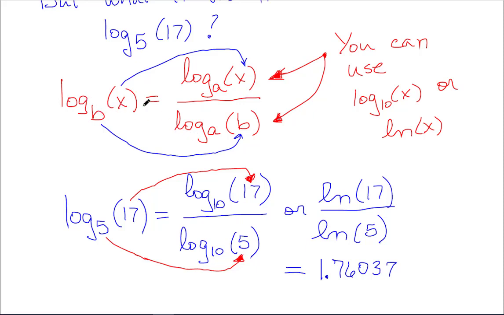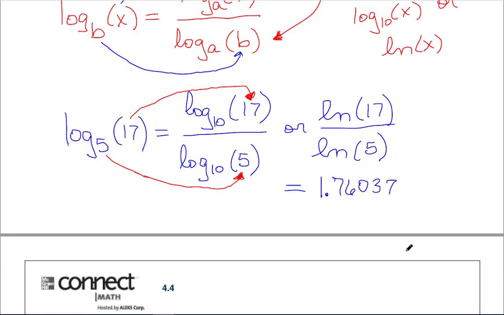So log b of x is log a of x divided by log a of the base that we don't have. Since we have on our calculators log 10 or natural log, you can use either one and it's going to give you the same answer. So log 5 of 17 is log 10 of 17 divided by log 10 of the base we don't have, 5. Or you could do this with natural logs, natural log of 17 divided by natural log of 5, and either way you get 1.76037.